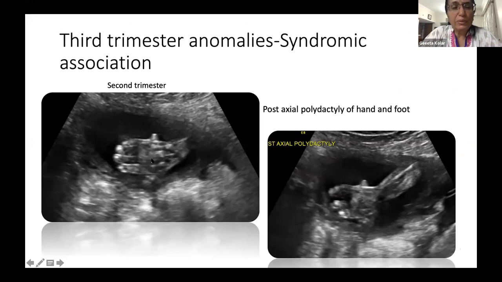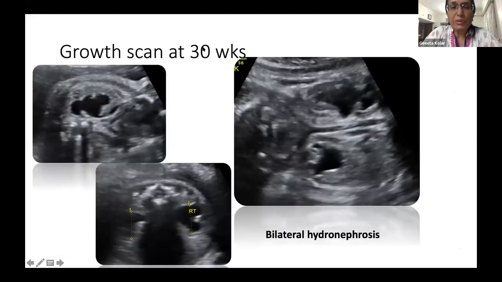This lady, the only finding we had in the second trimester was polydactyly of the hand and feet. When she came at almost 30 weeks, we picked up only hydronephrosis. So we were wondering, how is this polydactyly dealing with hydronephrosis?